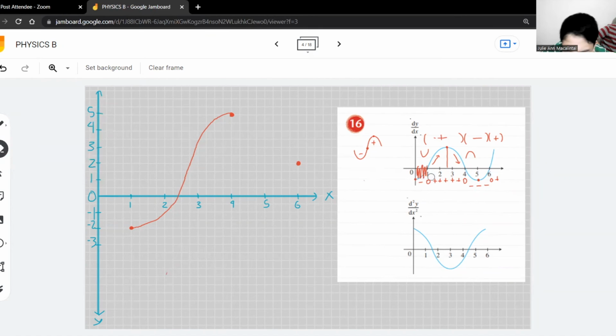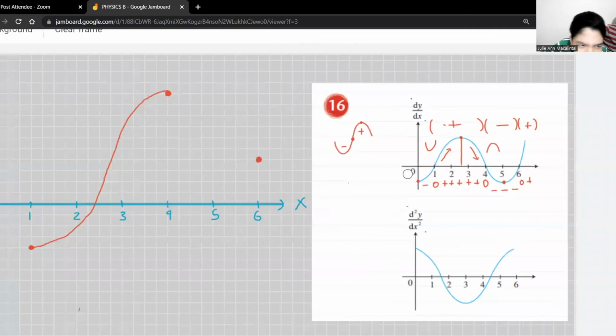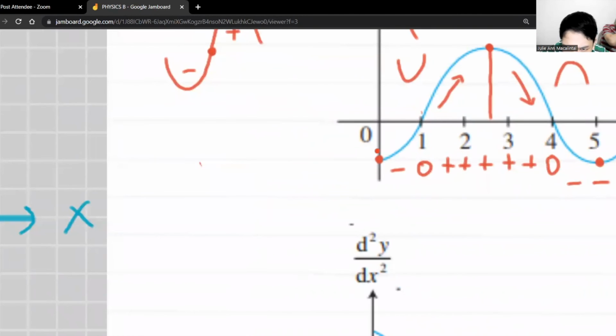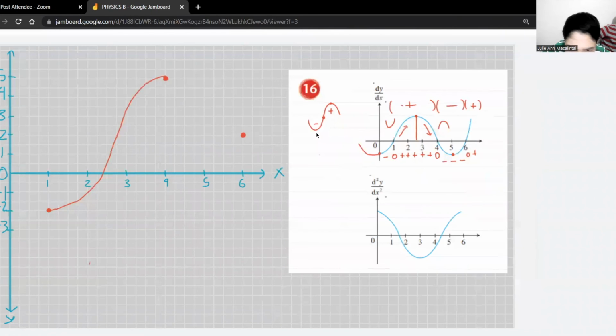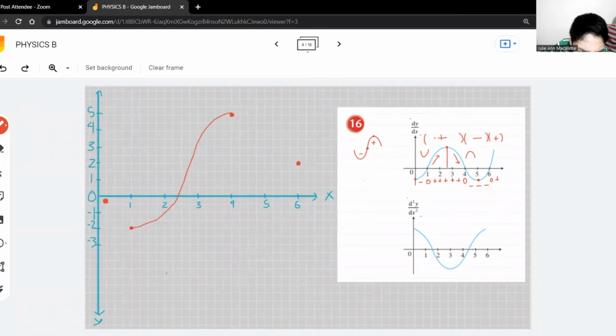Now, I will uncover this. We have another inflection-looking point at 0. I do not know if that's an inflection point because maybe the inflection point is here and then it goes up. But yeah, I don't really know. But assuming that that's the inflection point, it will sort of look like this. Really, it can be anywhere.